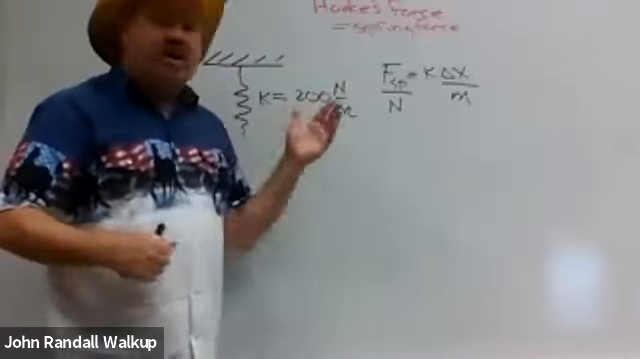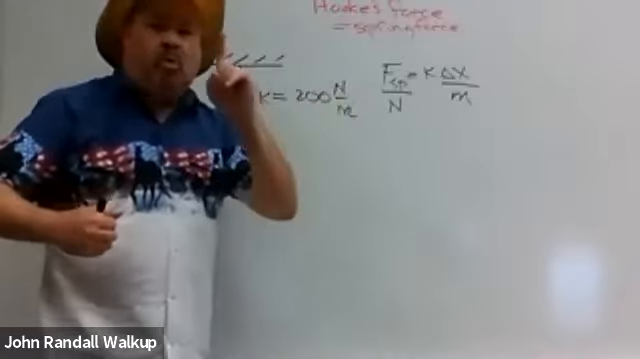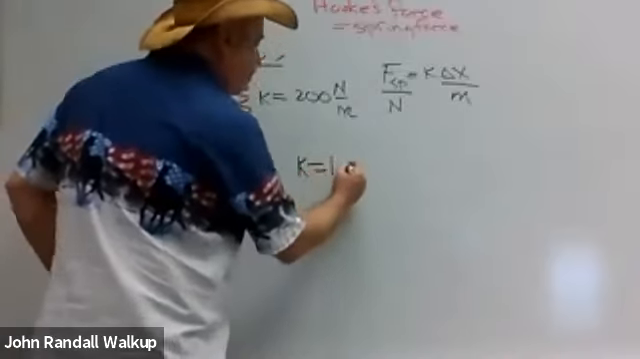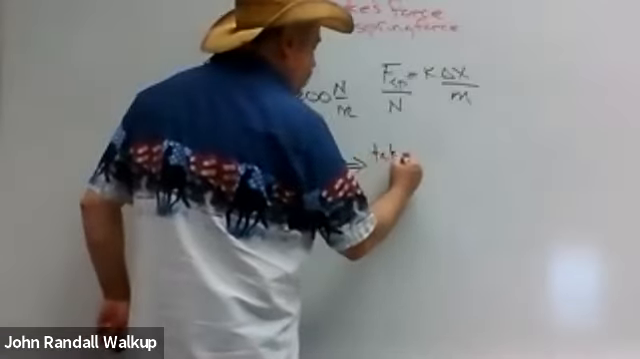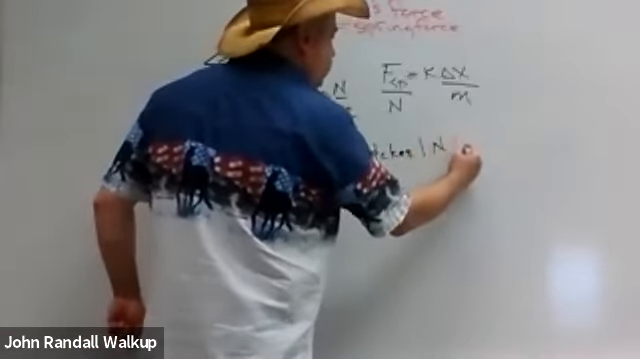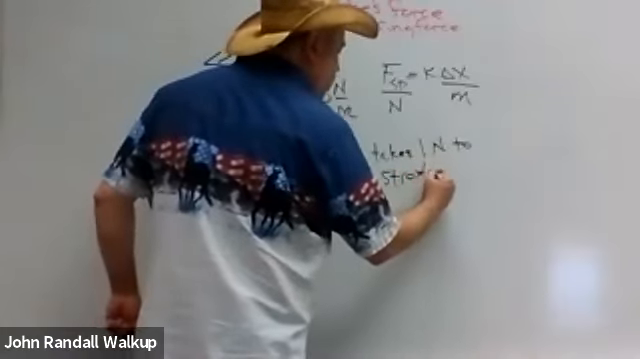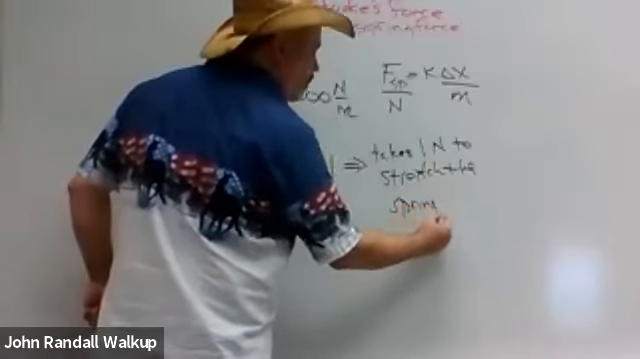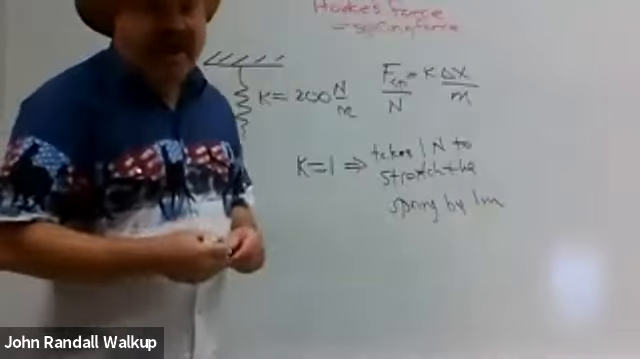So a K value of 1 says that the spring requires 1 newton. Let's go ahead and write that down. K is equal to 1 means that it takes 1 newton to stretch the spring by 1 meter. That is a very weak spring.